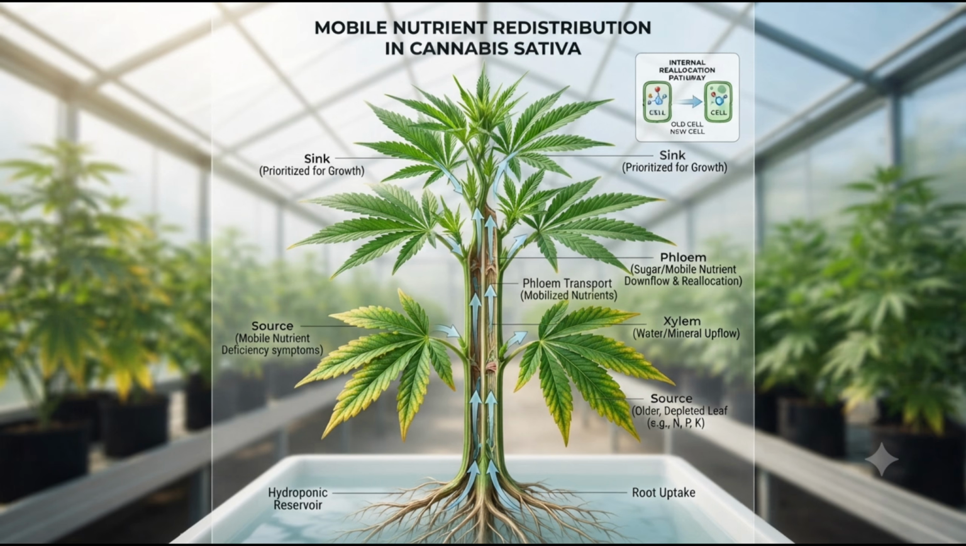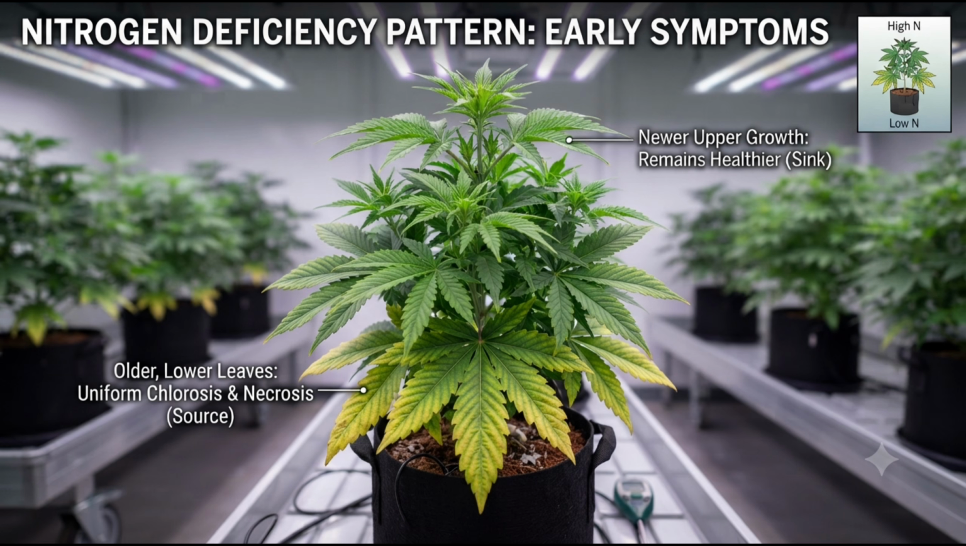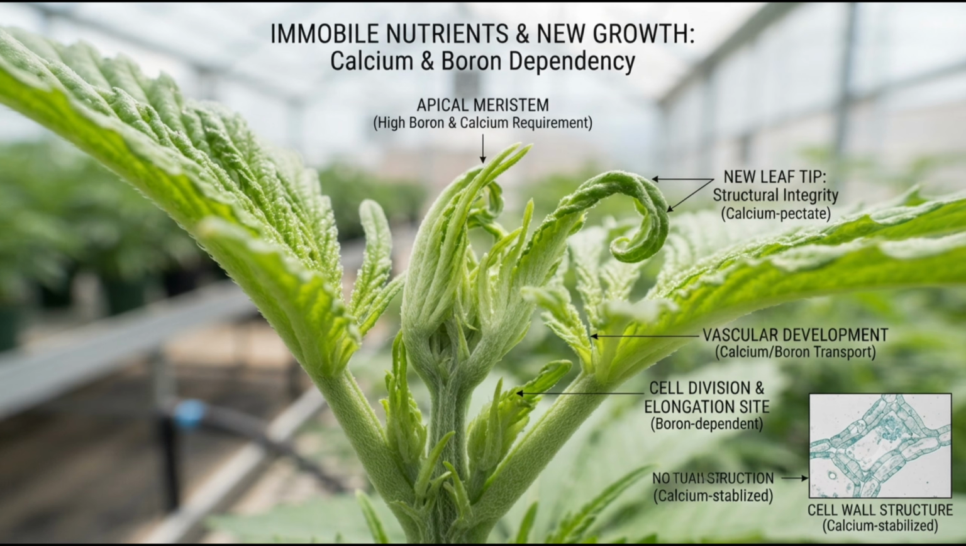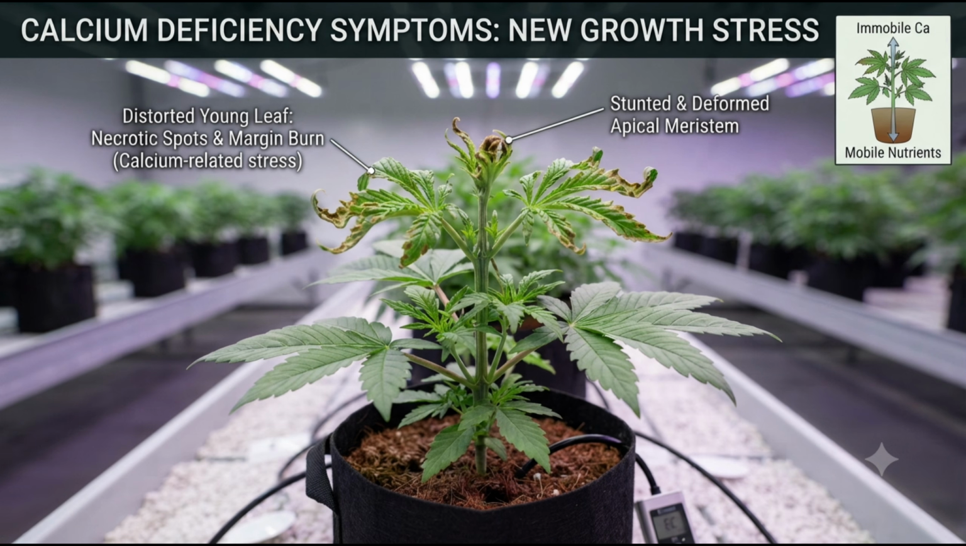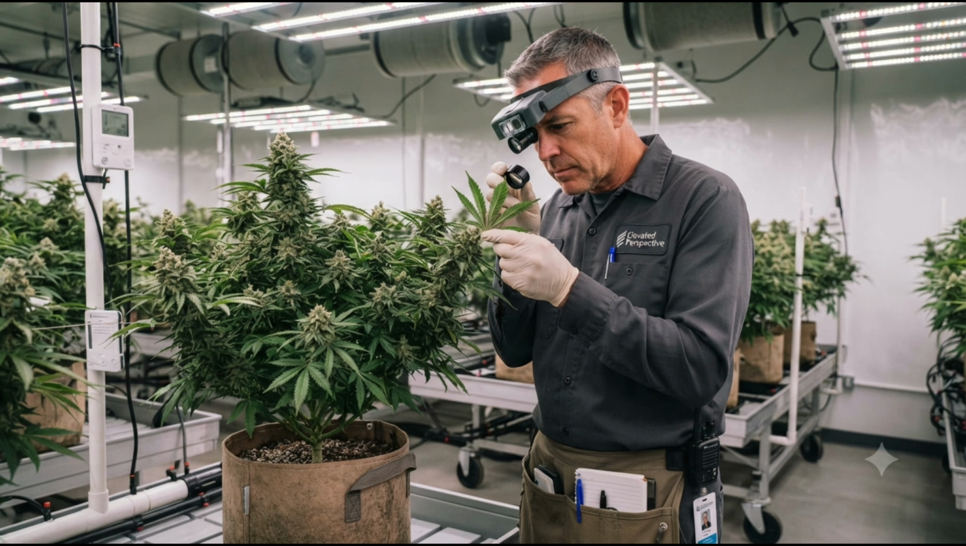Mobile nutrients such as nitrogen, potassium, and magnesium can be relocated internally, meaning the plant actively redistributes them from older tissue into new growth under deficiency conditions. Immobile nutrients such as calcium and boron cannot be effectively relocated once deposited, meaning deficiencies appear immediately in new growth and structural tips. This creates a diagnostic system that is not linear but hierarchical, where symptoms reflect internal prioritization rather than simple absence.